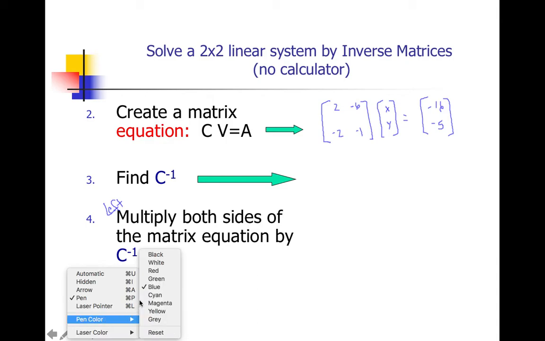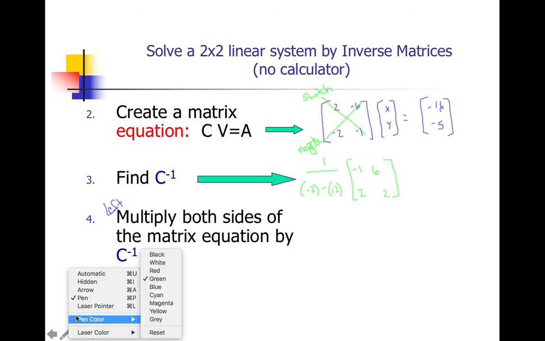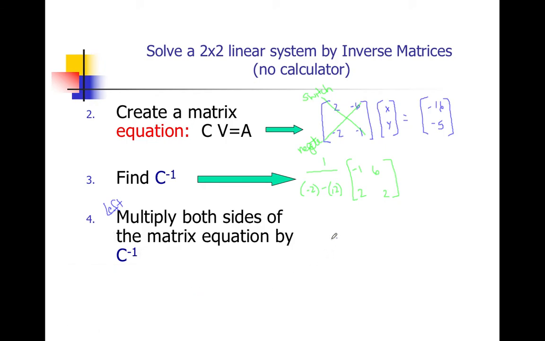To find the inverse, it's 1 over the product of the main minus the product of the minor, times the adjoint, which is switch on the main and negate on the minor. Then I am going to multiply both sides of the original equation by the inverse.